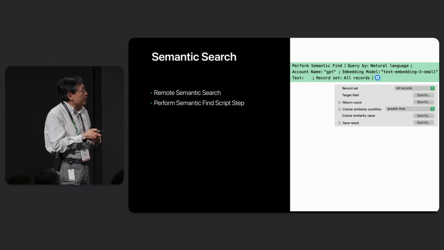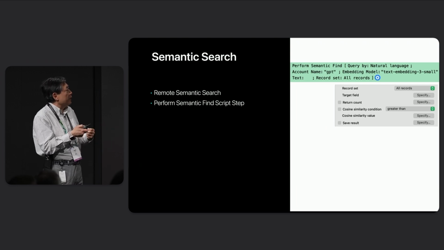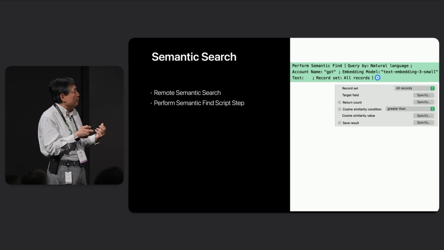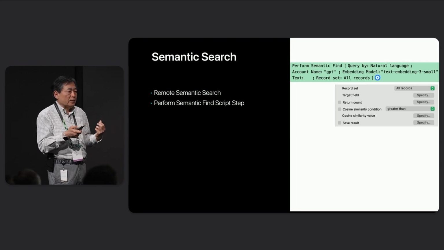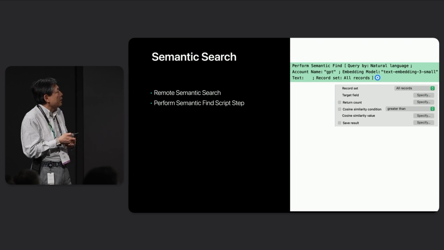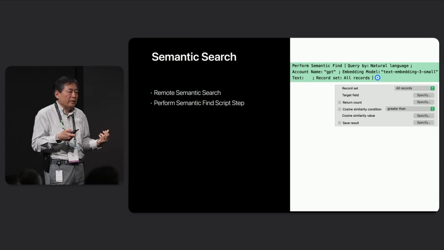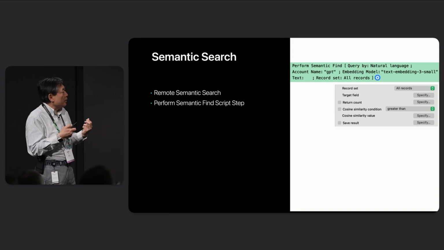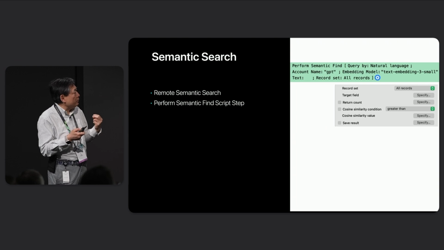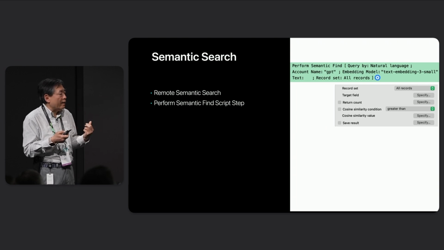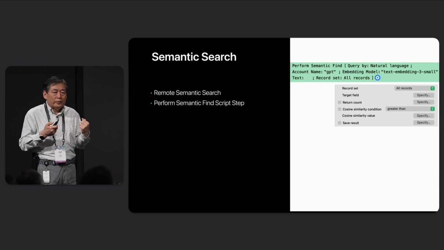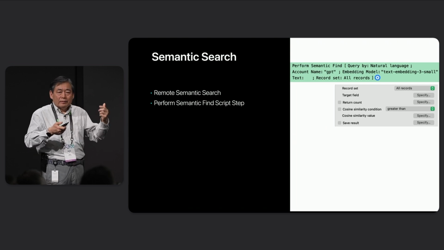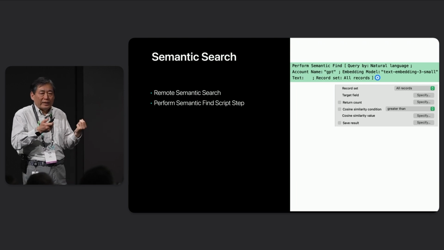And here are the parameters you can set. For record set, you can set either all records or just the found set. Target field is where you have the embedding vectors. And return count simply means you want the top K or bottom K. By default, we use the cosine similarity condition, which is greater than. If you change to less than or equal, that means the K you specify here becomes bottom K.